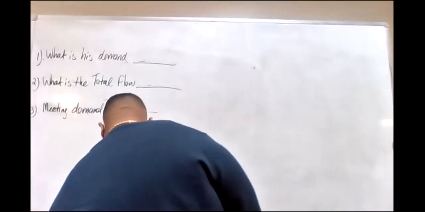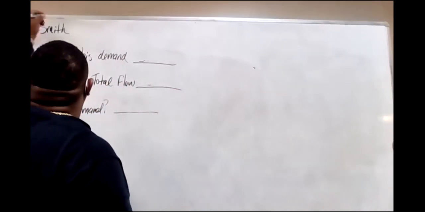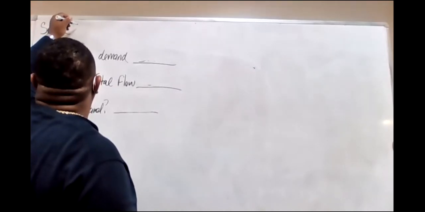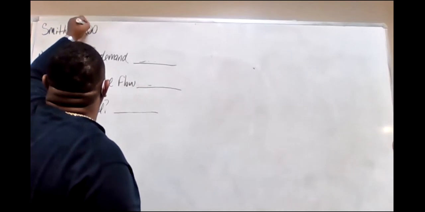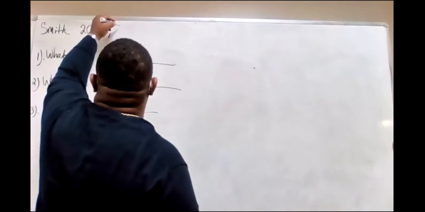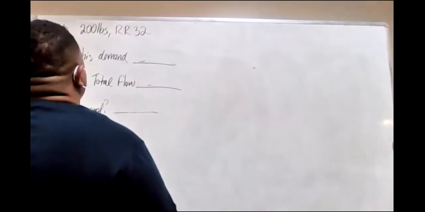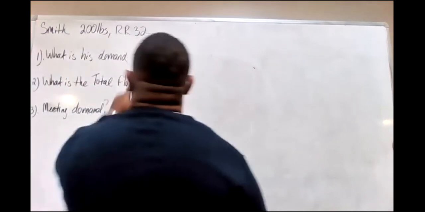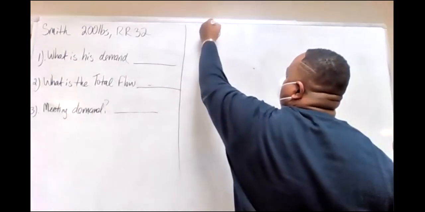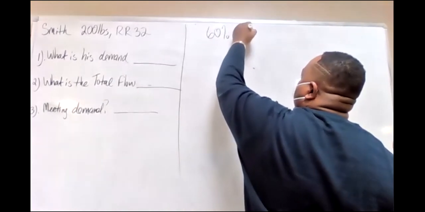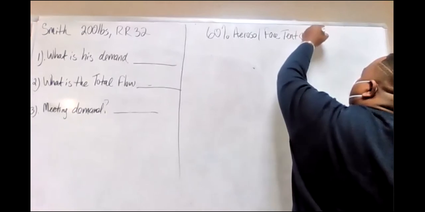All right, this time, Mr. Smith is 200 pounds and has a respiratory rate of 32, okay? I need to know what his demand is. Now, this is what he's on. You have him on a 60% aerosol face tent running at 18 liters per minute.